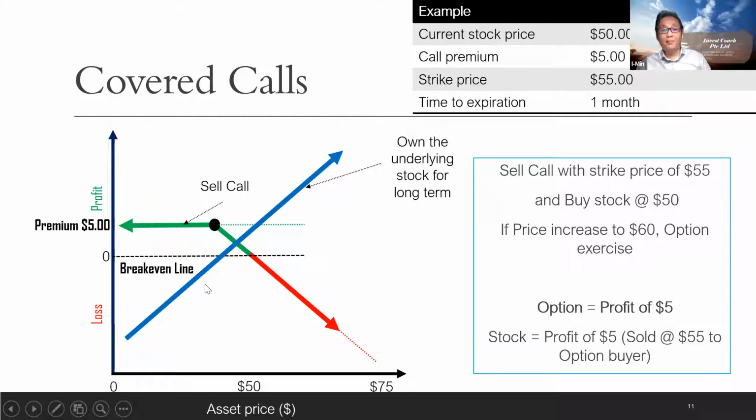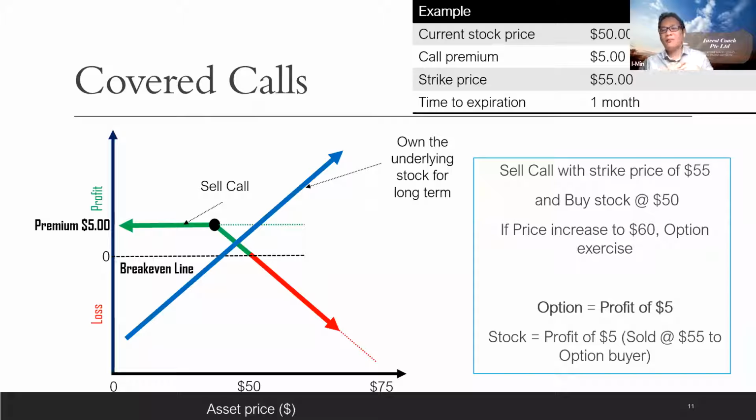Okay, and if I'm wrong, after I sell the call option, the price actually increases, it's okay. Why? Because I have this stock already, and I can just deliver this stock to the option buyer, and my loss is actually capped. So this is what I call a covered call.